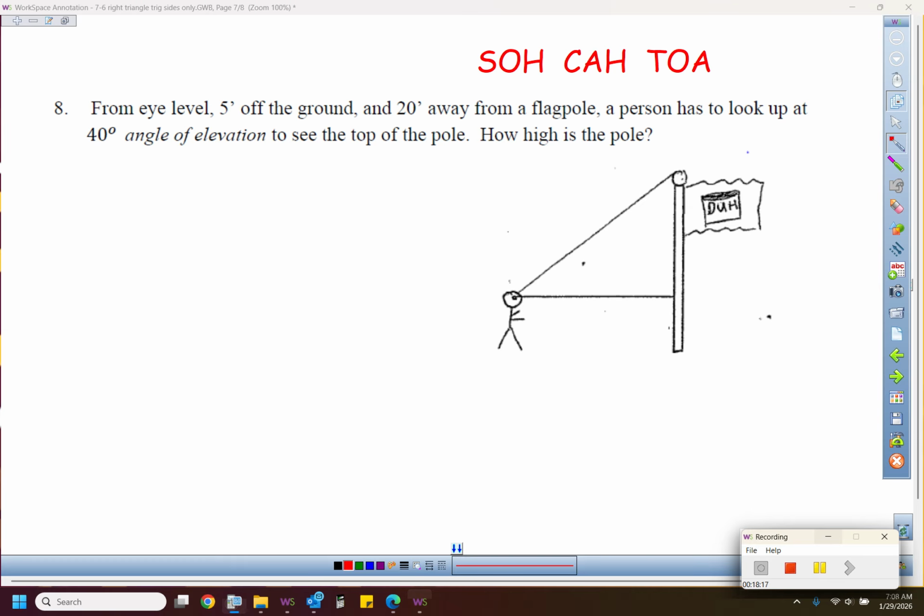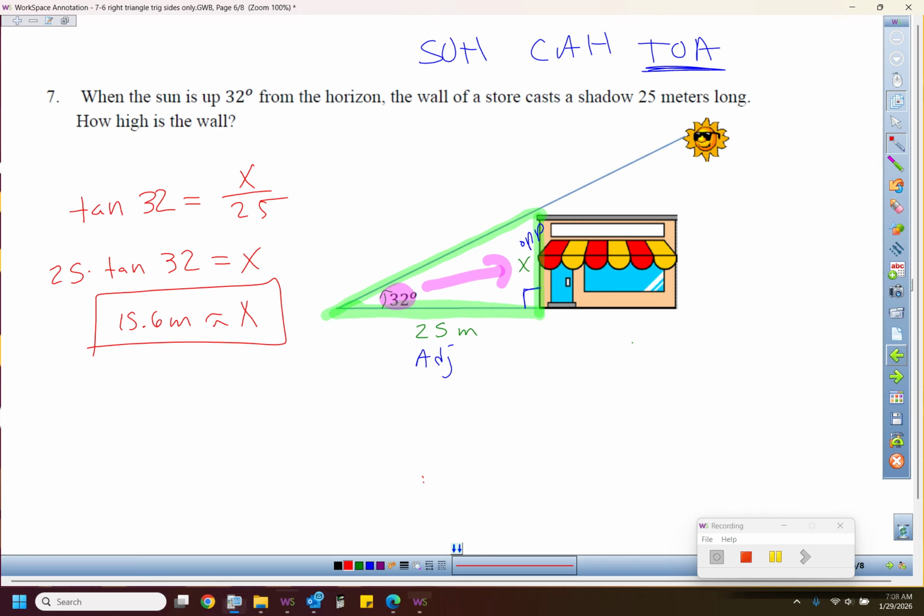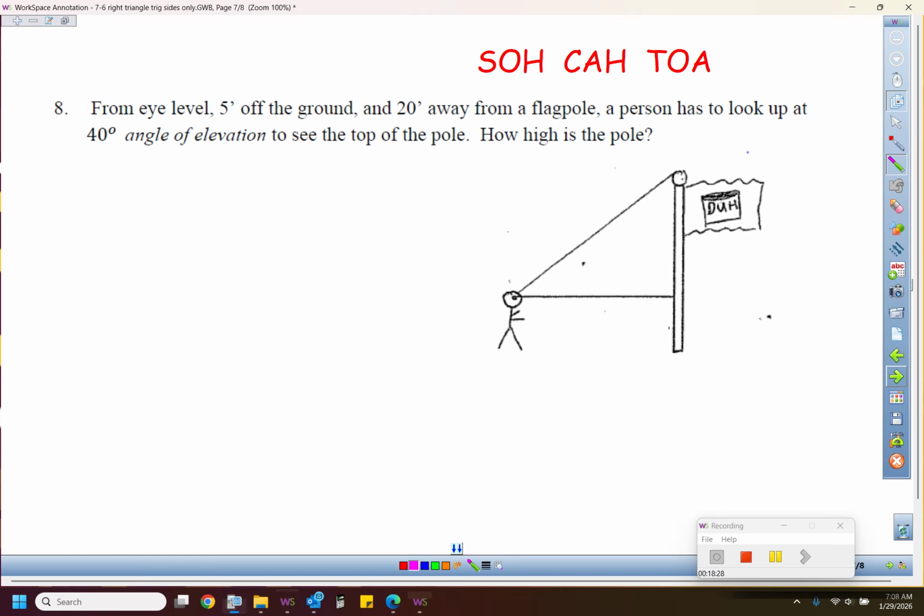And then lastly here, I think this is the last problem. That was an angle of elevation problem, by the way, guys, because they looked up from the horizon. This is also an angle of elevation problem. We got a dude here. He is 5 feet off the ground. That's their eyes, right? So here's the ground. I'll use green for the ground because that's prettier, right? There's the ground. This dude's eyes right here are 5 feet off the ground. Cool? And they are 20 feet away from a flagpole, so 20 feet right there. It says a person has to look up 40 degrees at an angle of elevation.